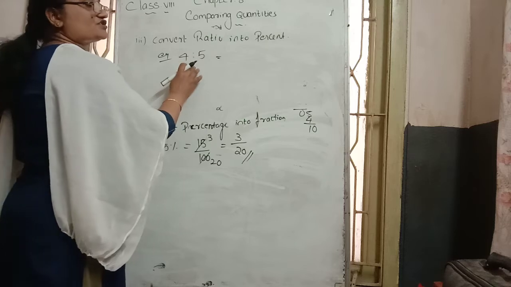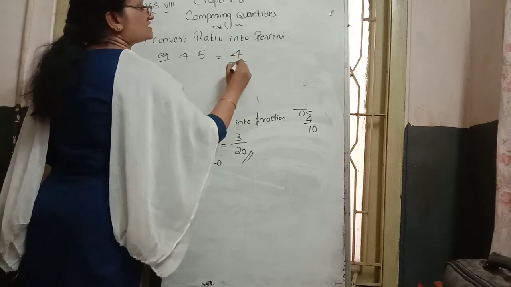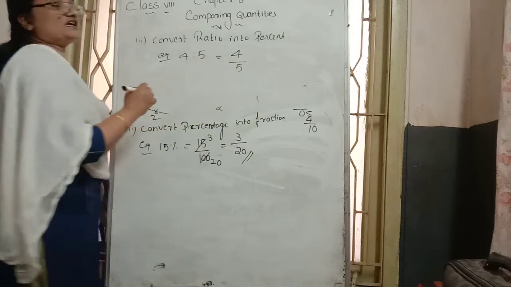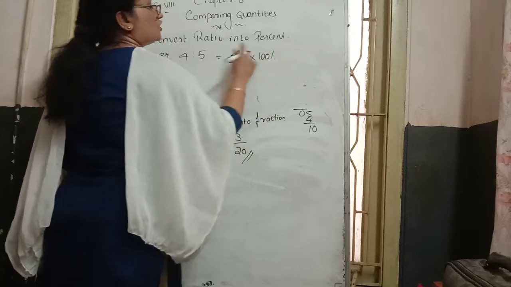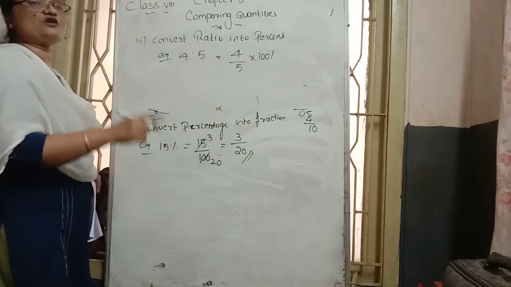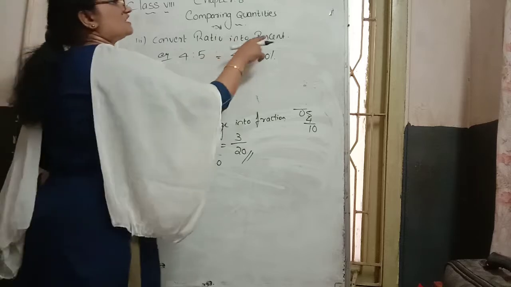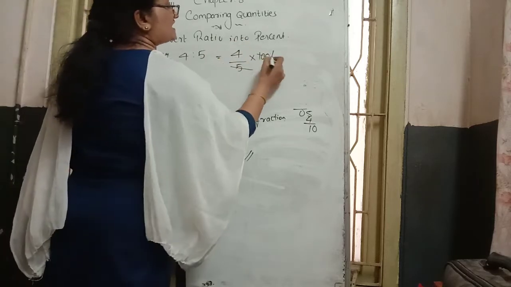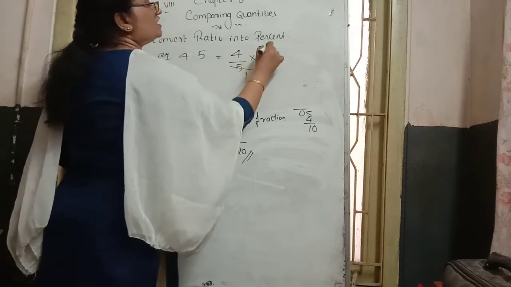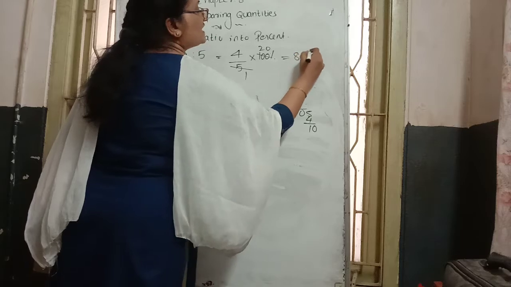How to write a ratio as a fractional form? First part divided by the second part. The second number is 5, and multiply with 100%. Now we have made it a fractional form. That fractional form is multiplied with 100%. We can convert that ratio into a percent. Cancellation is possible. Cancel as 5 table 1, 5 table 20 times, 2 into 20 into 4 becomes how much?